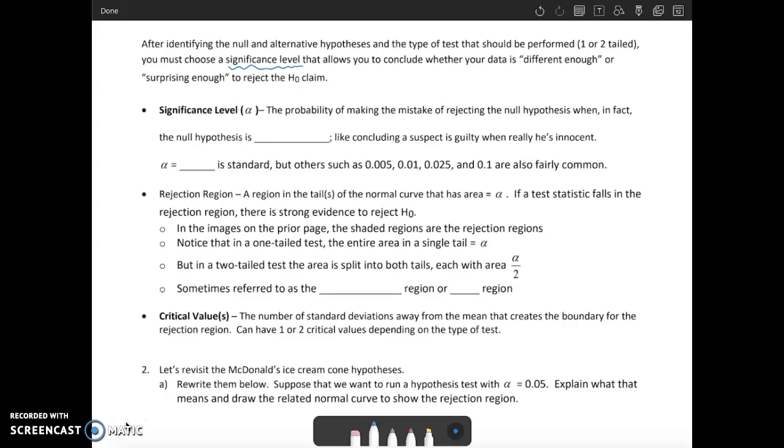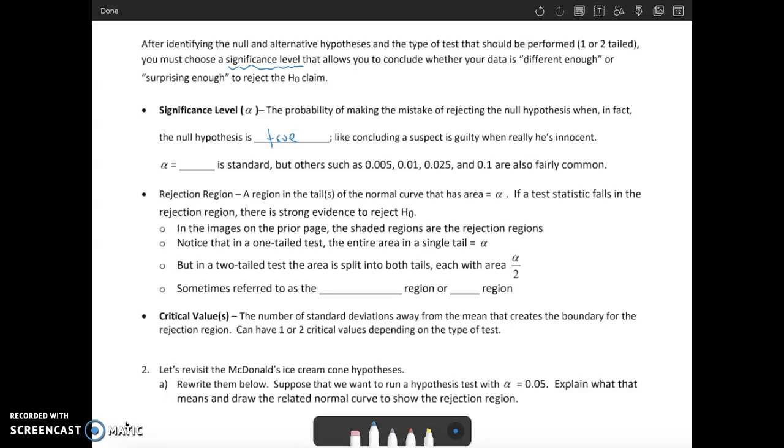The significance level is the probability of making a mistake and rejecting the null hypothesis when in fact the null hypothesis is true. This would be like concluding that a suspect is guilty when really he's innocent. So clearly that's a bad mistake to make, right? We don't want to do that. The significance level, alpha, is the probability of that happening.